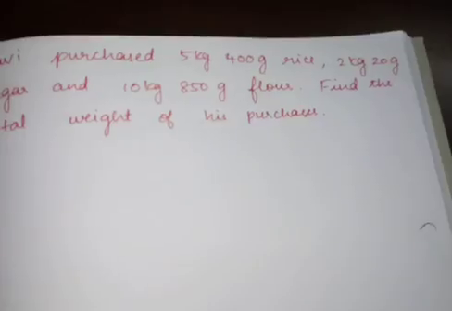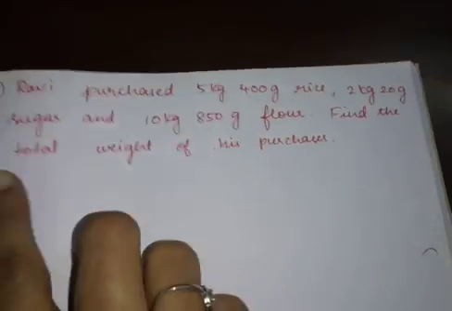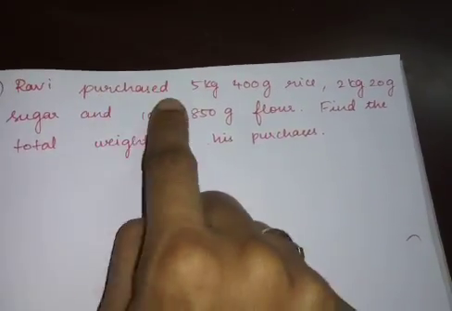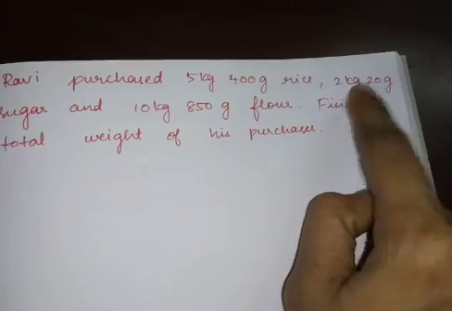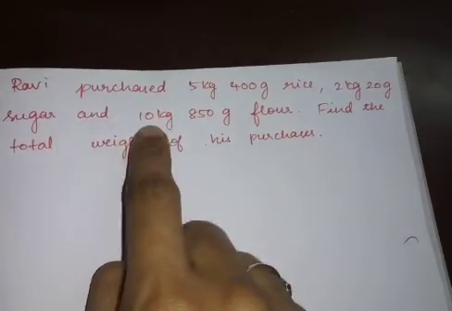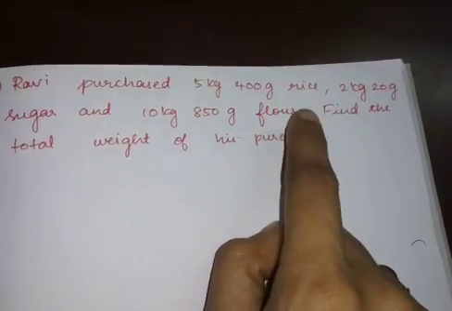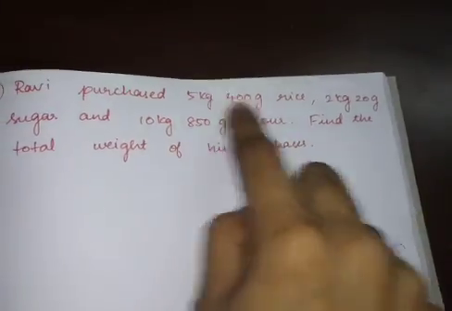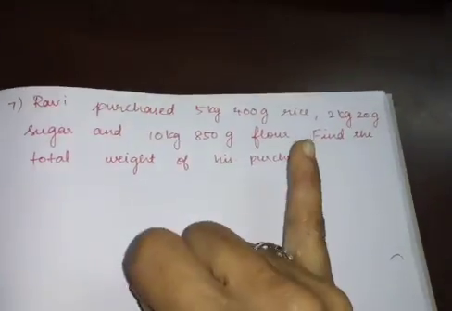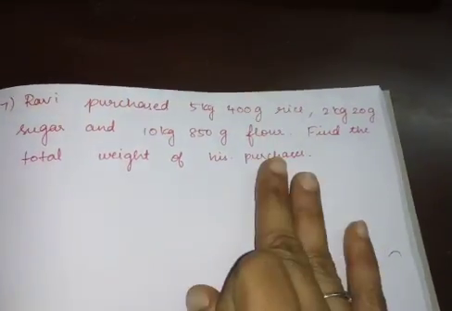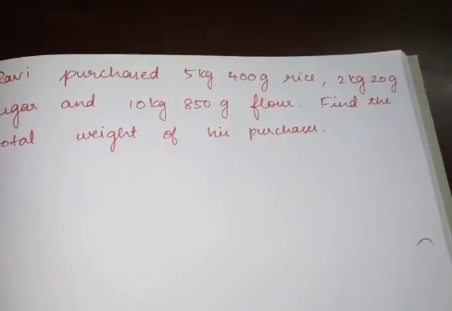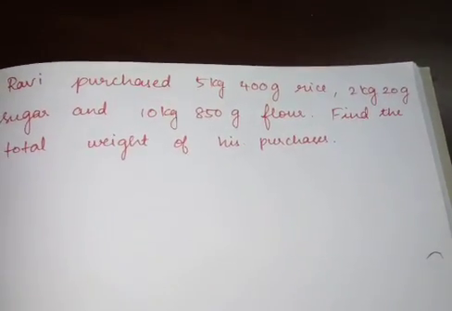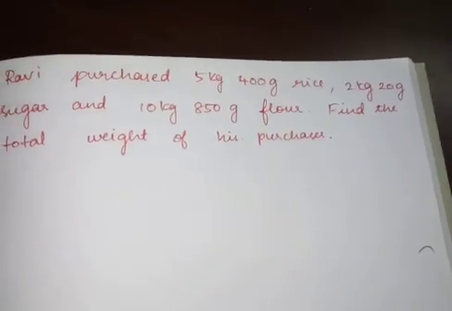Okay. Next is your last problem, 7th problem. Ravi purchased 5 kg 400 gram of rice, 2 kg 20 gram of sugar and 10 kg 850 gram of flour. Okay, so 3 purchases he has done. One is rice, another is sugar, another is flour. Find the total weight of his purchases. Now we have to add the weight of all the three different items.